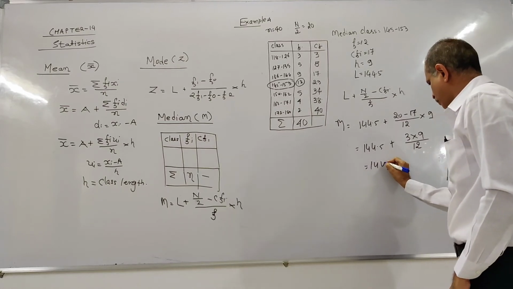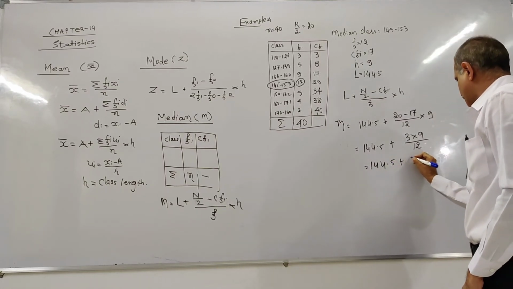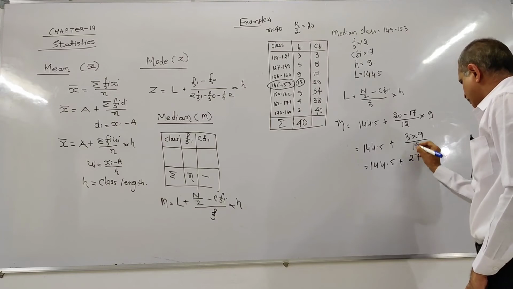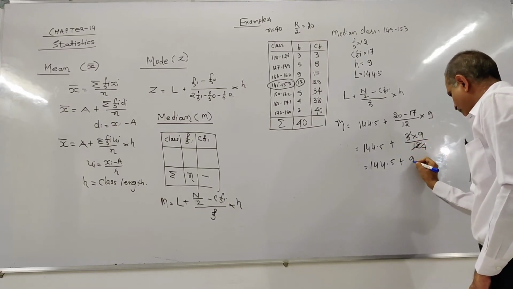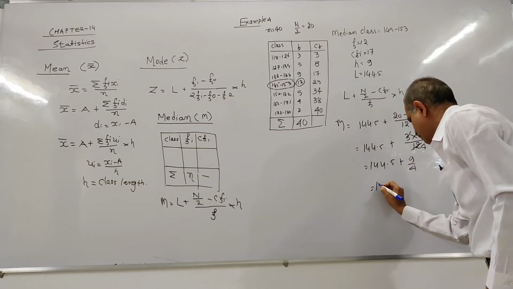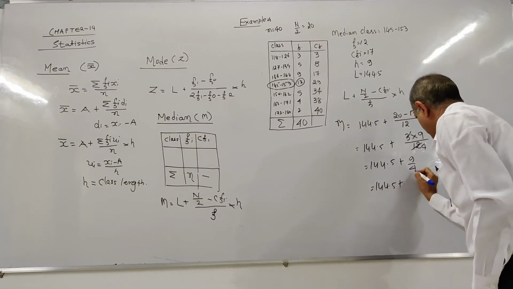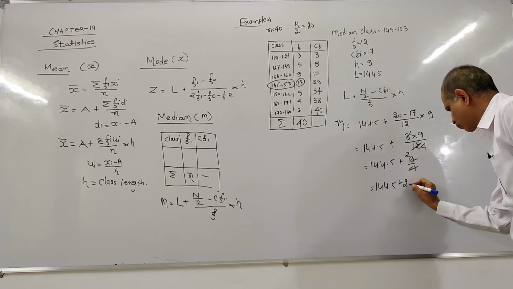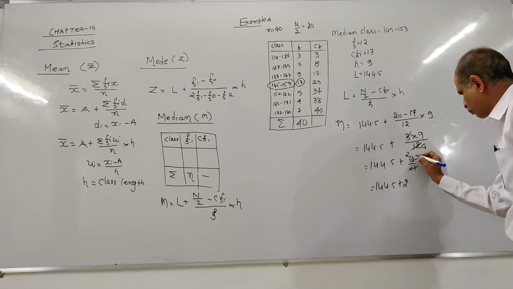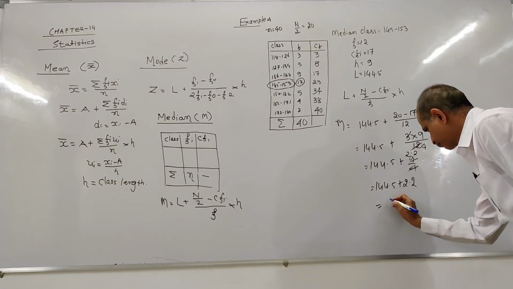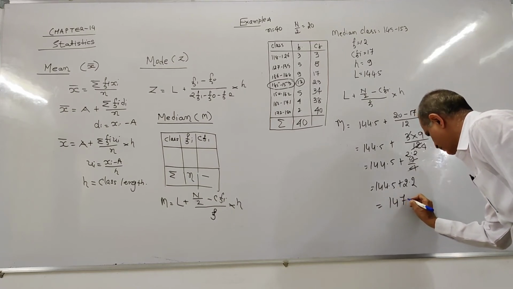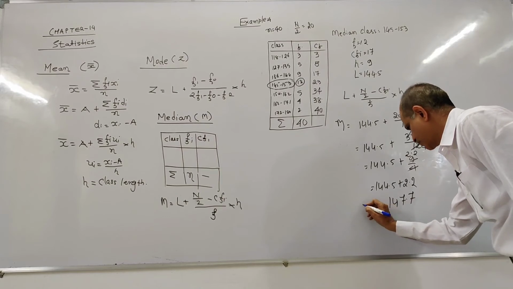So 144.5 plus, 3 4s are 12, so you can also write 9 by 4. So it is 144.5 plus, 4 2s are 8, 2.25, so you can write 147.7 as your median.